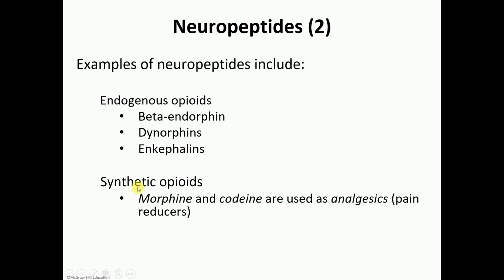We also have synthetic opioids. So these are synthetic. We do not make them, or we don't make them internally, at least in the body. So morphine and codeine, those are used as analgesics, so pain reducers, because they have the same action and they stimulate the same receptors as the endogenous opioids do.